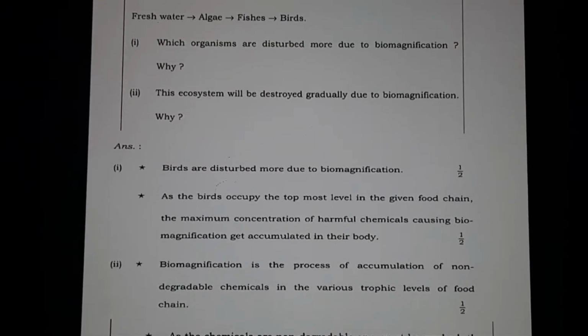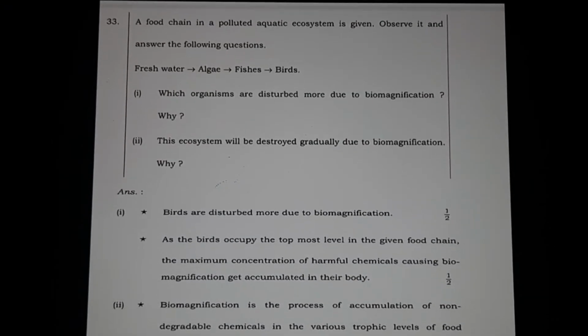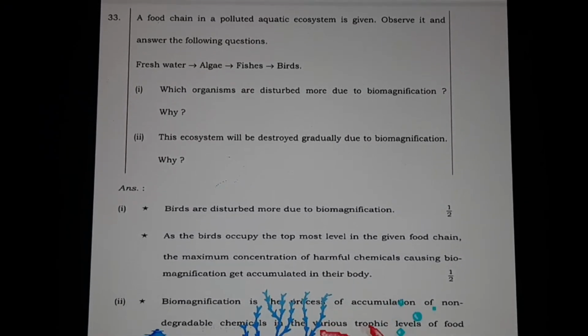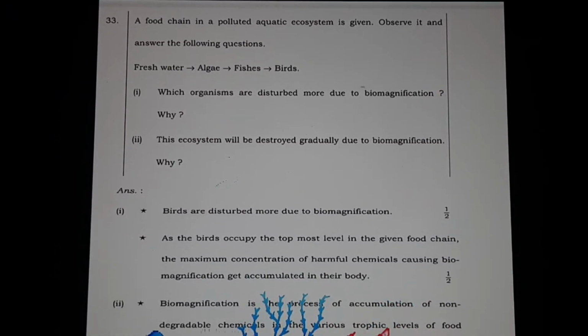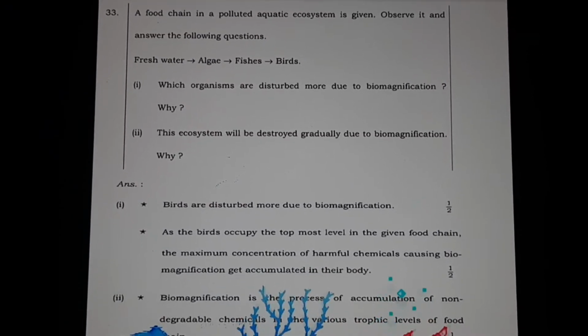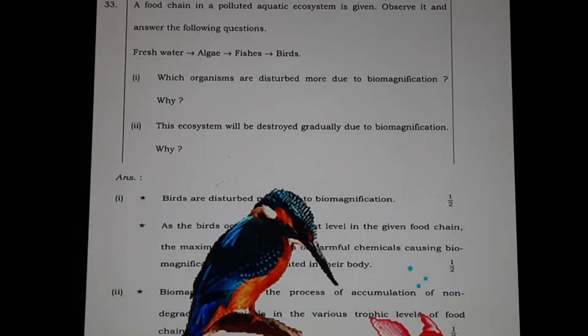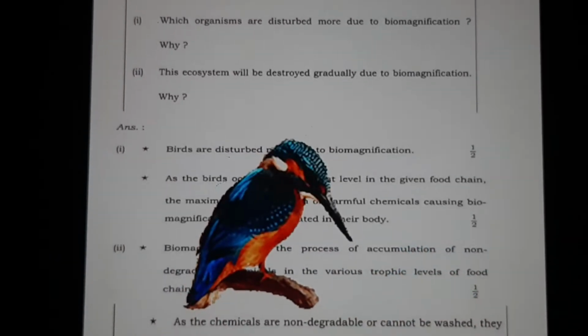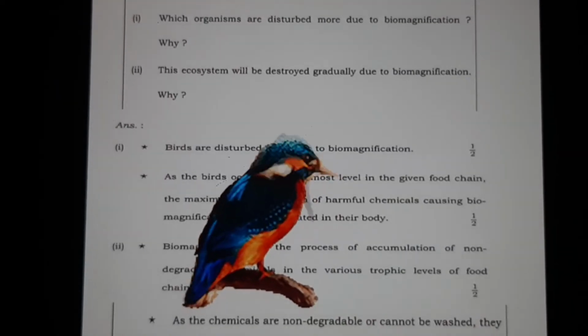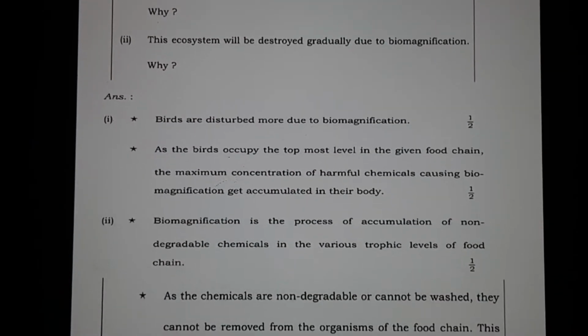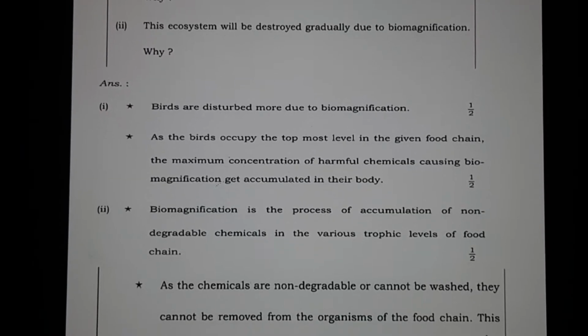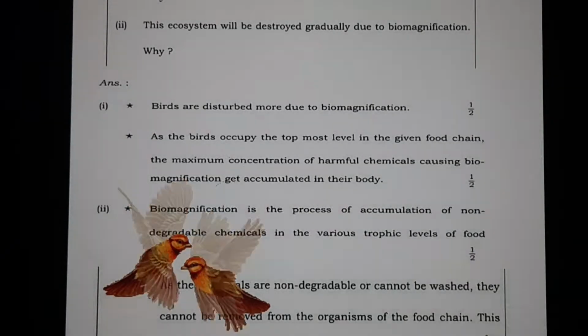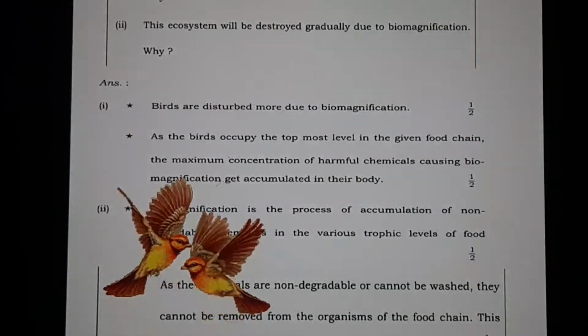Here we go. A food chain in the polluted aquatic ecosystem is given. Observe it and answer the following questions. Fresh water. Algae are produced there, and fishes eat algae, and the fishes are eaten by birds. Which organisms are disturbed more due to biomagnification and why? And the second question is, this ecosystem will be destroyed gradually due to biomagnification. Why? Answer for the first question: birds are disturbed more due to biomagnification.